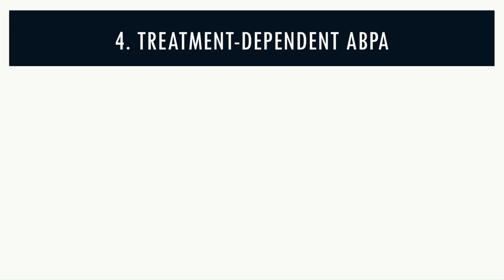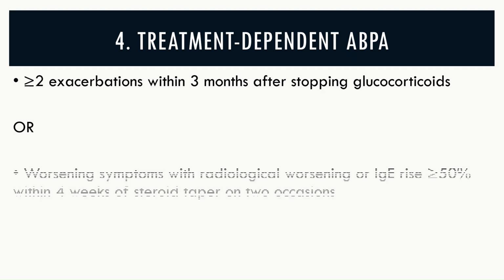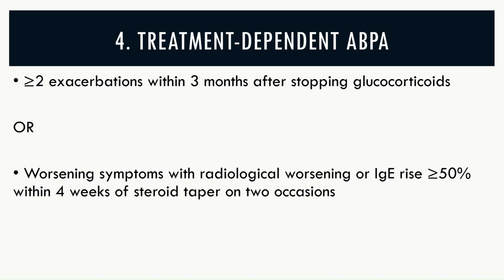Next one is treatment-dependent ABPA. Treatment-dependent ABPA refers to patients who develop 2 or more exacerbations within 3 months of stopping glucocorticoids or who show worsening respiratory symptoms with radiological deterioration or a significant rise in IgE during steroid taper on 2 occasions.